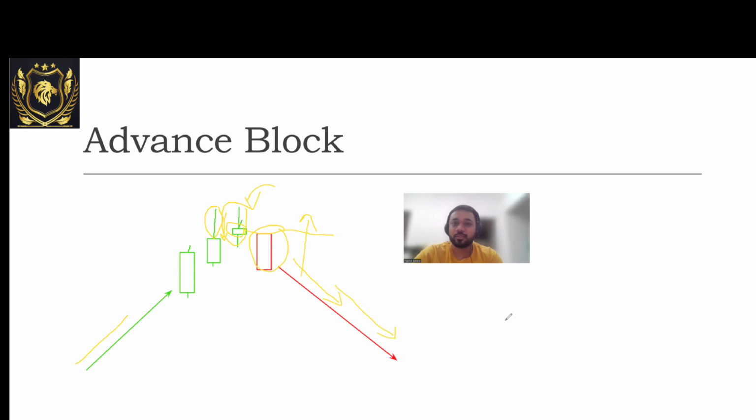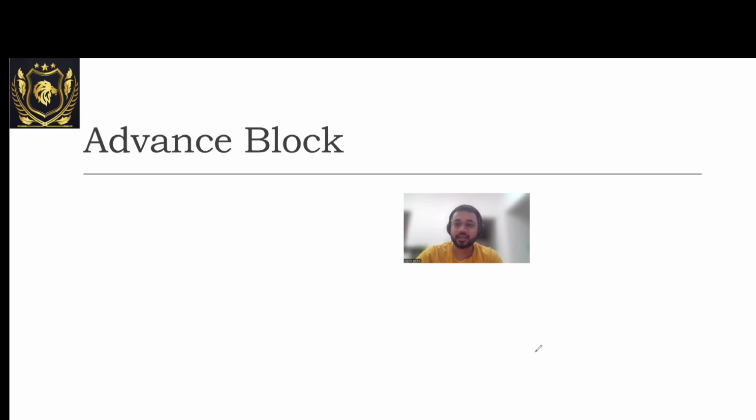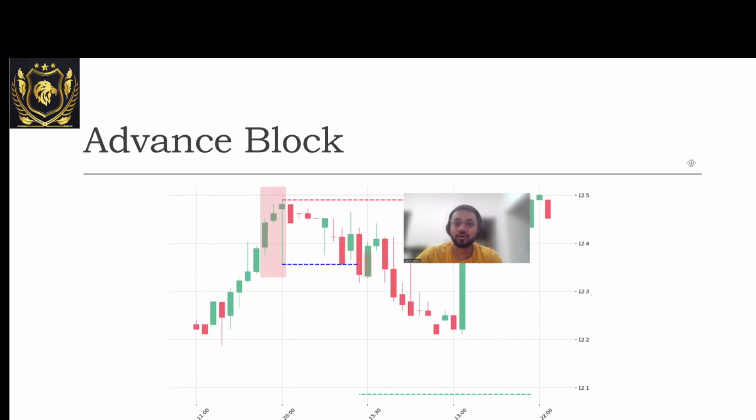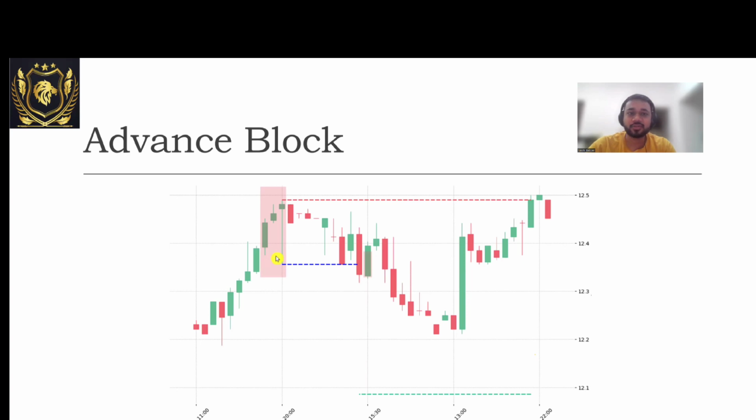Okay, let's now take an example of how an advanced block happens. So this is an example of an advanced block. You can see there was a bullish pattern from here to here, and this particular candle was green and the bulls were very much in power. Here you see that the bears have started in the next candle, pushing the price down, and then a very small green candle has been formed. The next day the sellers have overpowered the buyers, and you can see that over a long time a bearish pattern was getting formed.